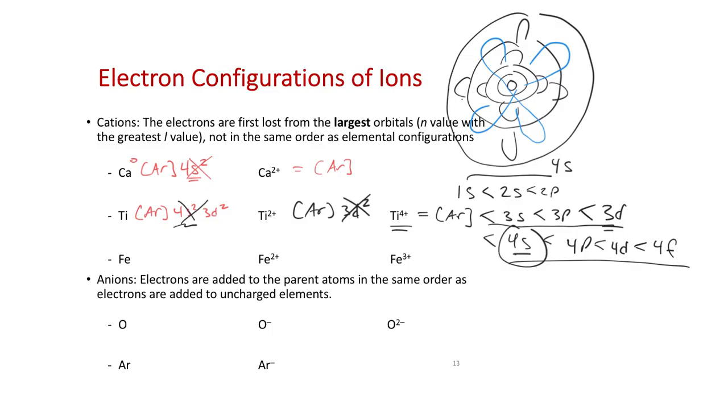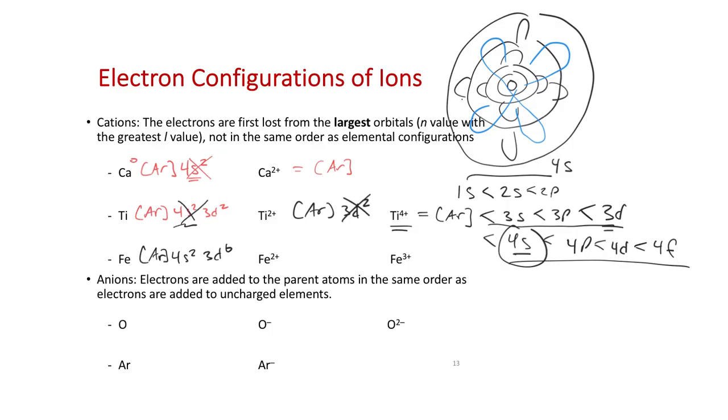Other noble gas configurations are probably more common for the cations because the larger transition metals often don't lose all their electrons. Titanium 4+ is a very common cation for titanium. Titanium 2+ actually isn't all that common for titanium. But for iron, 2+ and 3+ are very, very common cations. Iron's configuration, of course, would be an argon, followed by a 4s2, and then it's 6 across, it's a 3d6.